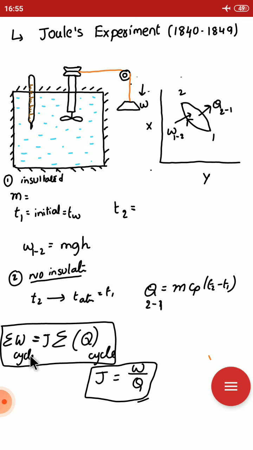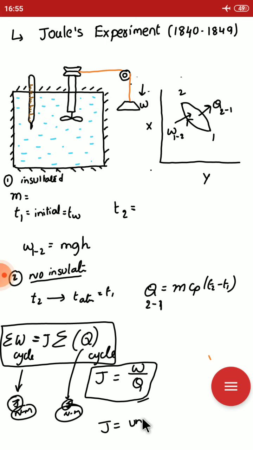The unit of work is joules. Q is also in joules. Joule is a Newton meter. So J comes out with the unit as unity.